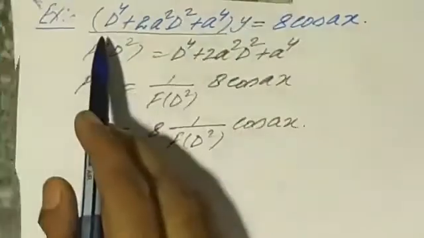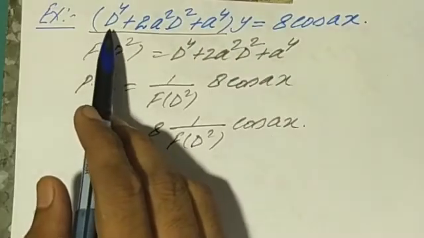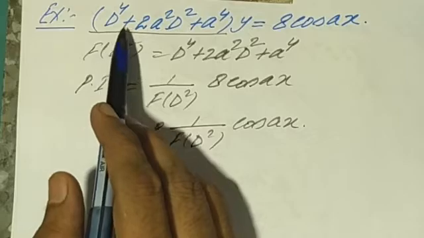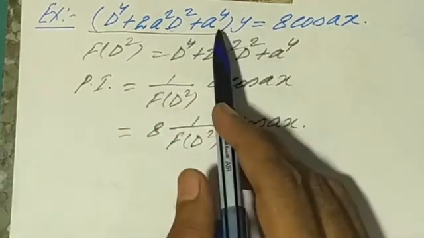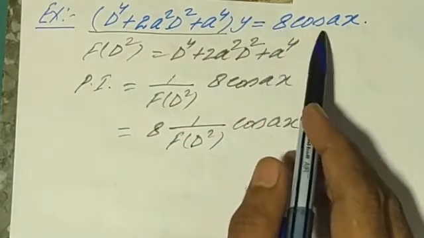sin 4x. So the second example is to solve the equation d raised to the power 4 plus 2a square d square plus a raised to the power 4, y is equal to 8 cos ax.